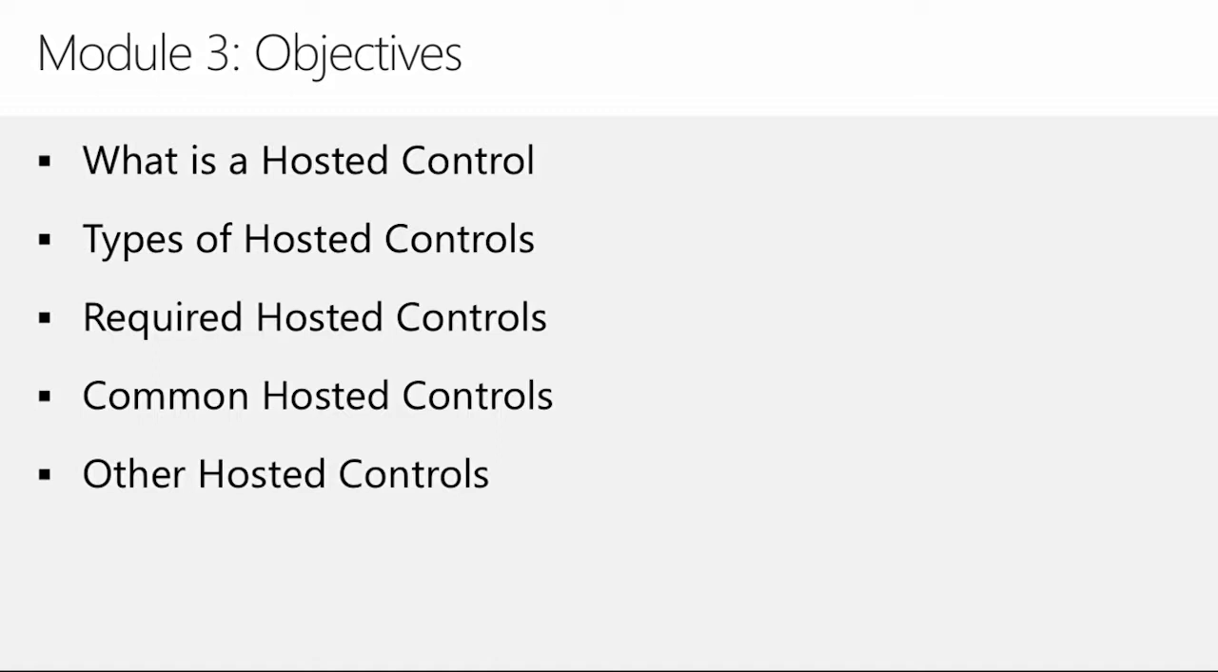We want to talk about the ones that are required. There are certain hosted control types that have to be in every deployment you work with, and you have to have those in order for it to work. So we want to talk about what those two specific ones are. Then we'll get into the common hosted controls, the ones you're going to see most often inside a unified service desk deployment. And then we'll talk about some of the other ones that you could use for specific types of functionality.